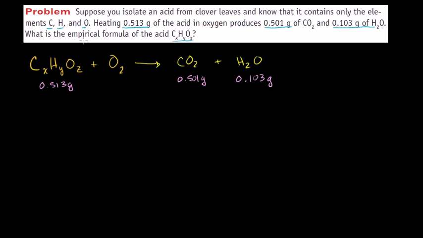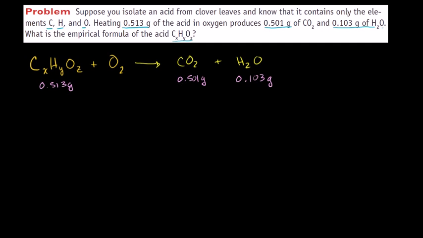Now, we're going to do this problem very similar to the way that we've done the last one. Remember, we just have to figure out the empirical formula. We just have to figure out the simplest whole number ratio of carbons to hydrogens to oxygens. The only thing that makes this slightly more difficult than the last one is we have oxygens here, and the oxygens are kind of mixed in with the two products. So we can't just look at the moles of our two products and say, oh, we must have this many moles of oxygen.